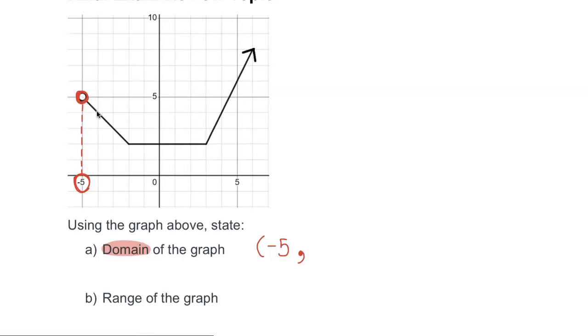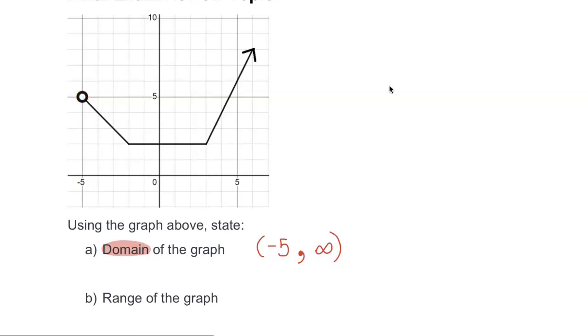Now let's see, how far does it go to the right? You notice that there's an arrow pointing up and also to the right, right? So it looks like this graph will never stop going to the right. So we are going to say that the domain of this graph is from -5 to infinity. Now let's read the range of this graph.